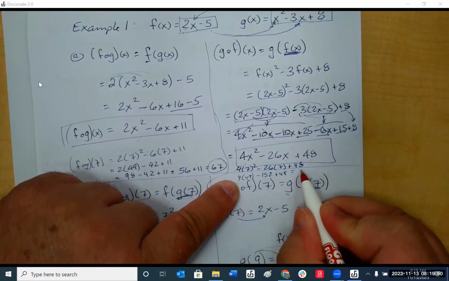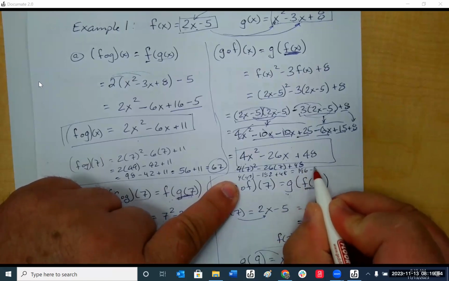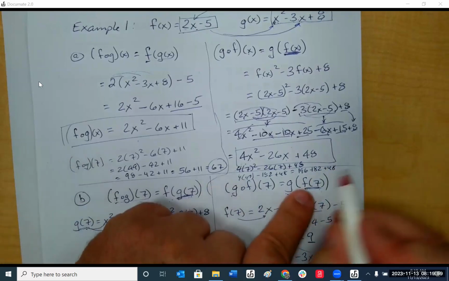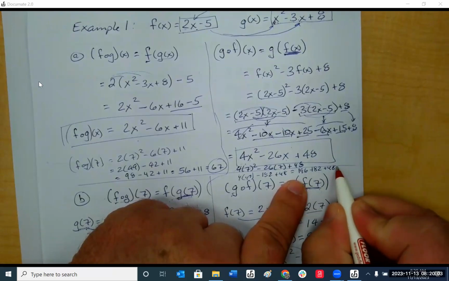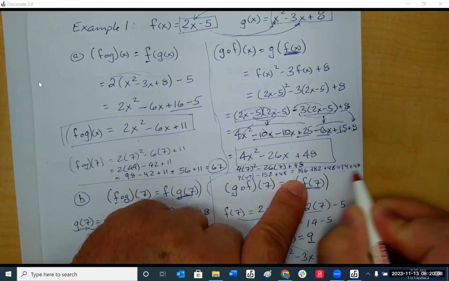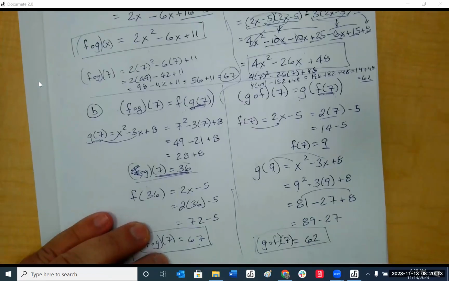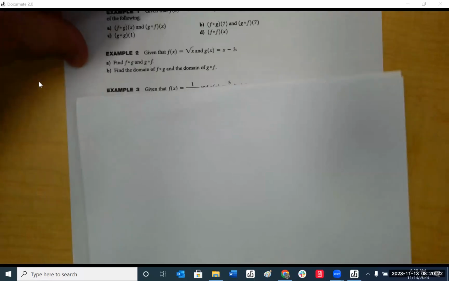49 times 4 is 196 minus 182 plus 48. 196 minus 182 is 14. Plus 48 is 62, which is what we got. So you can pick the way you want to do it yourself. So that's example 1. Let's take example 2.